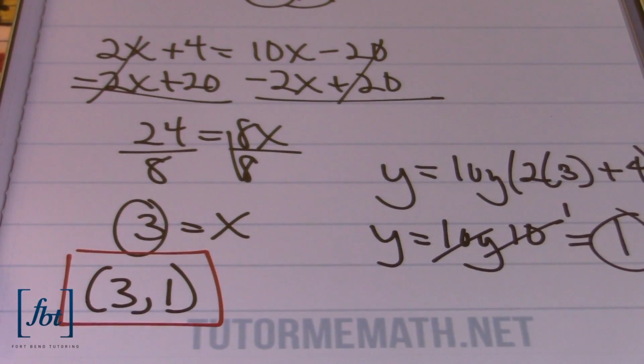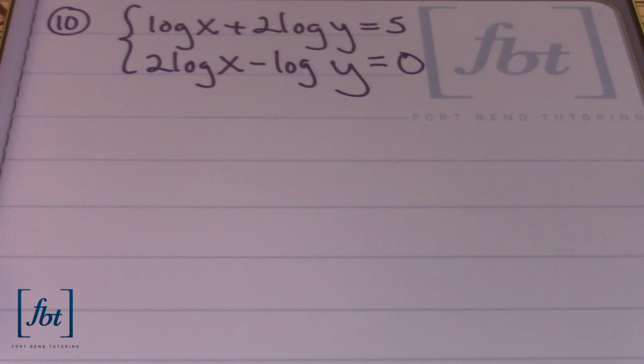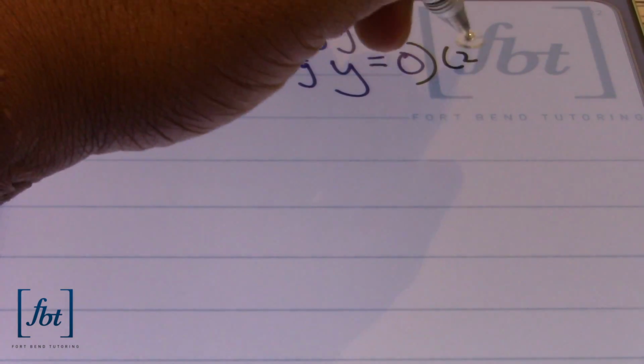Red box in it. So here we have our final problem, problem number 10. So we have log x plus 2 log y equals 5, as well as 2 log x minus log y equals 0. So what we can do in this problem is we can actually use the elimination method. So with the elimination method, I'm going to be eliminating the terms that have the variable y. And I'm going to do that by multiplying the entire second equation by 2.